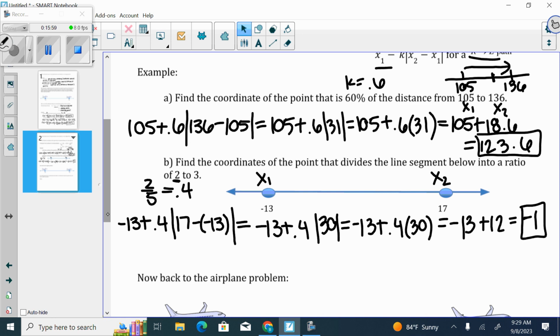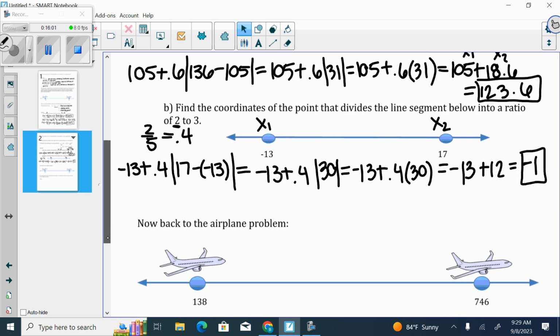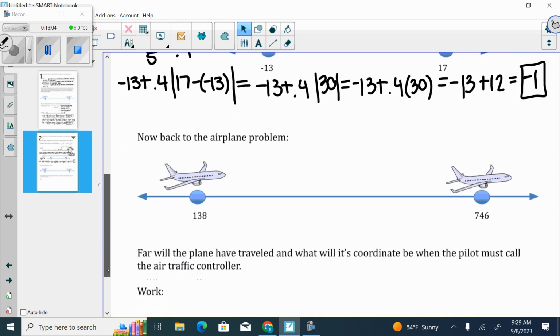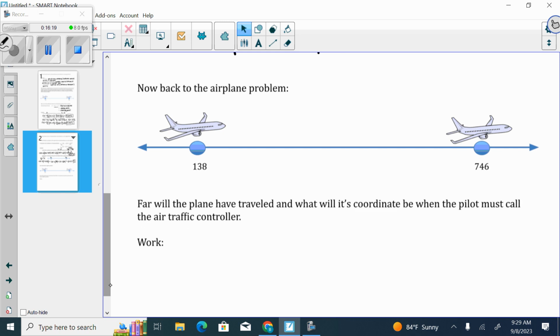All right, so now we know how to use the formulas. Revisiting that information from the front page, we're talking about the airplane. They want to know how far you will go if you travel that specific fractional distance, and they want to know where you will be if you go that specific fractional distance. So we know this is our x1 and x2. Based on the information from the front page, what would my k value be? 3/4. Or I could also write that as 0.75.